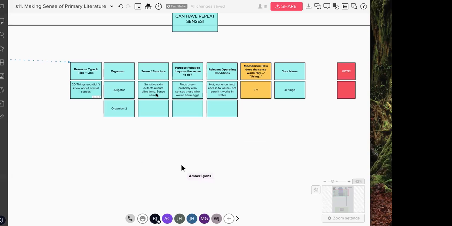So I'm just going to mark in there what I know and what I don't know. What are they using it for? Finding prey. I might also guess, well, if they're using their skin to detect vibrations to find prey, could they also use it to see who's coming that might want to harm their eggs? Maybe. So I'm trying to, again, broaden my ideas. Mechanism. Well, they didn't have that there at all.